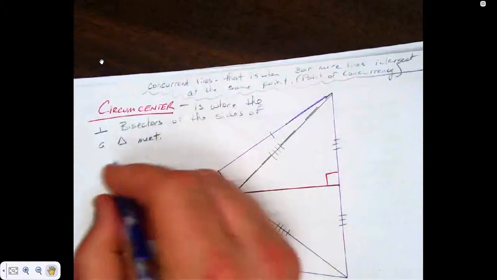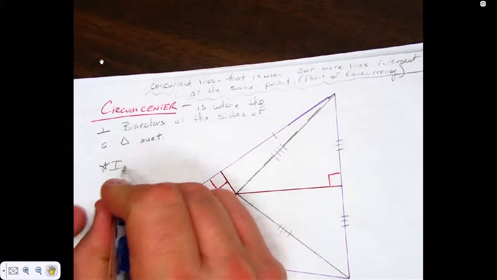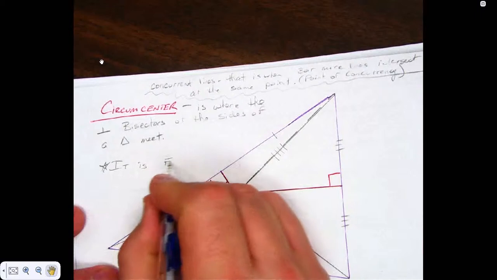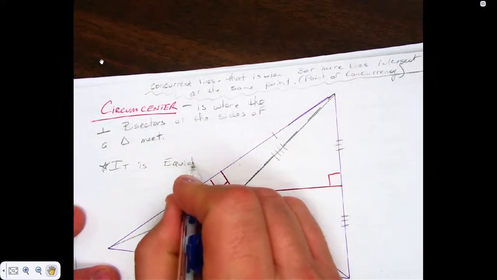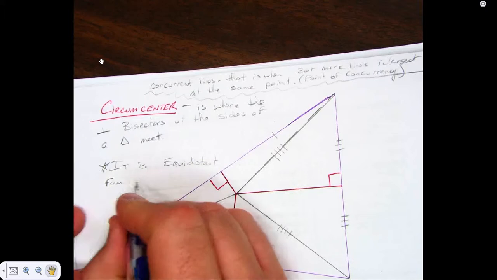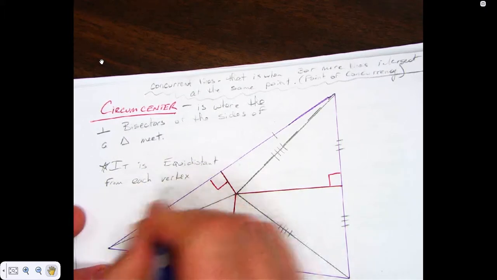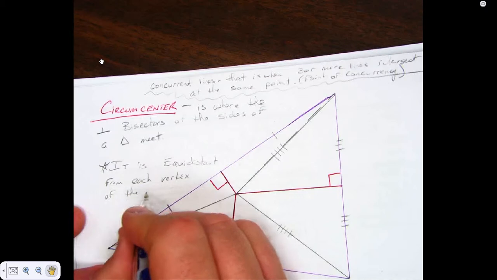So what do you think happens with the circumcenter? What else could I say about the circumcenter here? It is what? Equidistant from each what? Vertex of the what? Triangle.